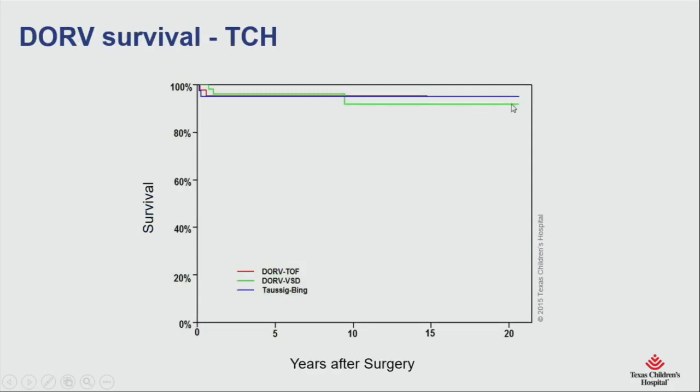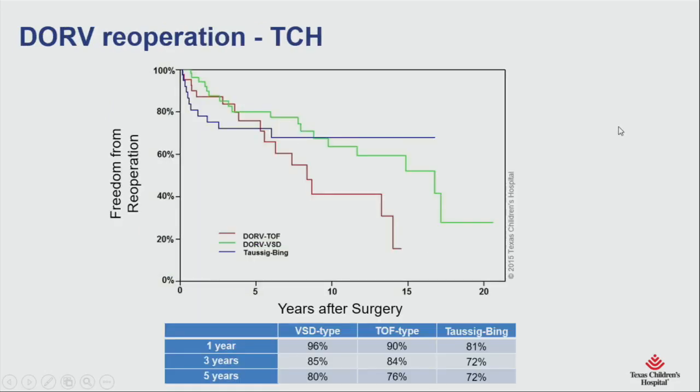The survival is actually pretty good on DORV, but the Achilles heel of DORV is going to be reintervention. So you're actually talking about intracardiac baffles. Those are complicated, and even with tetralogy, VSD types, and Taussig-Bing, they all will have relatively high, I mean, we're talking 20% incidence of reintervention in the midterm.